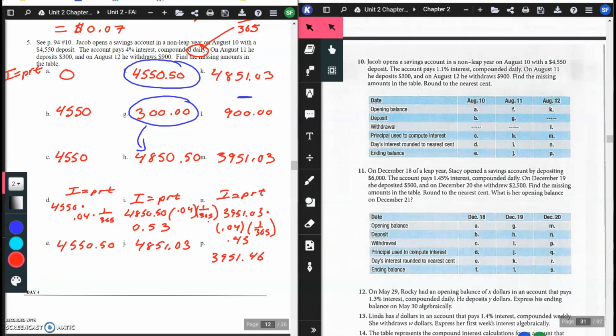Okay. Use that number to compute your interest. So 3951.03 times 0.04 or 4% times 1 over 365 because it's compounded daily gives you 43 cents worth of interest. Add the interest to your ending balance for a final balance of 3951.46. Okay, so I'm just going right down the columns. When you end with E, you start the next column with that same ending balance.